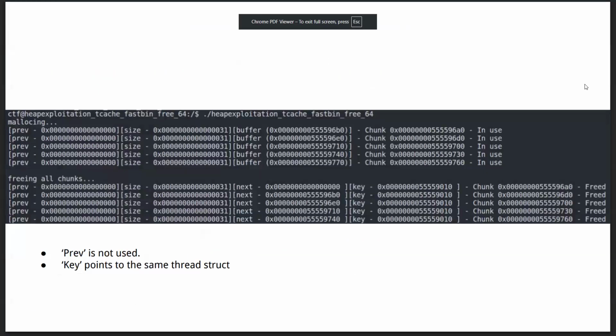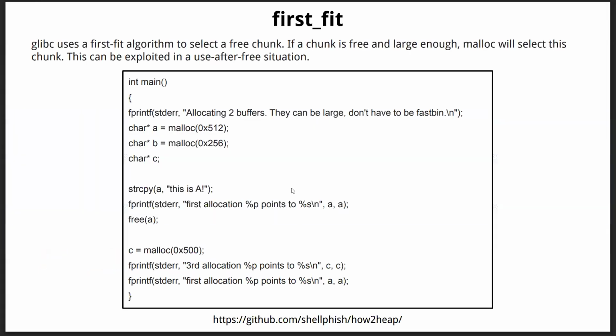So that's free. As you can see, previous, not used. T points to the same thing, and this guy points to the previous guy. Also, glibc uses the first fit algorithm to select a free chunk. So even if you do not ask for exactly the same size, it may choose the first fit. It does not necessarily always split a new chunk.